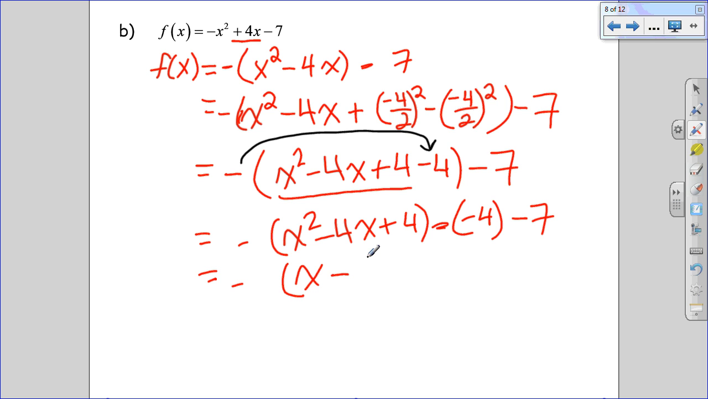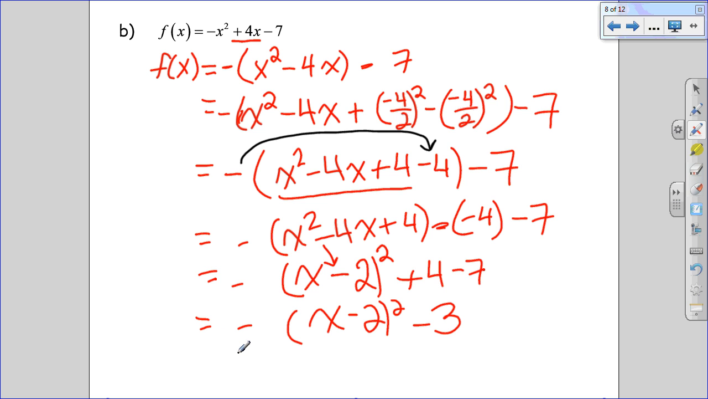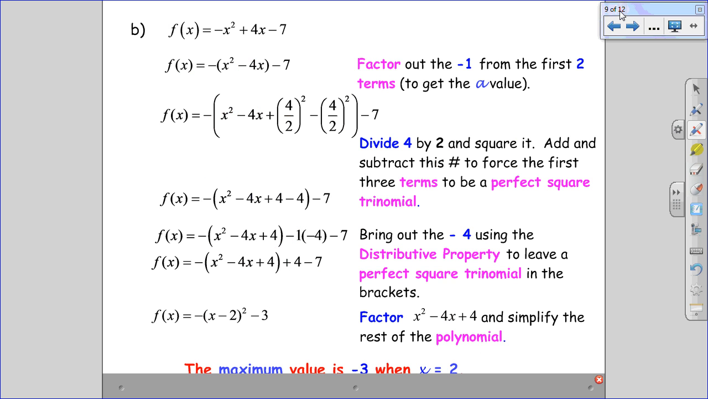So square root the x, square root the 4, copy the sign from in front of the linear term, and I've factored it. Now negative 4 becomes plus 4, take away 7. So it's negative, x minus 2 squared, minus 3. The a value is negative, so my function opens down, and I have a maximum of -3 when x is 2. And again, there's a prettier solution that's easier to read and copy later on. Okay.